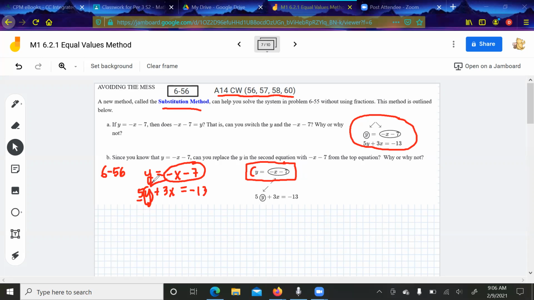So you really need to try this. I know students get confused with this, so definitely try a few of them on your own. I have the worksheet for you to try them, so you're going to do that.